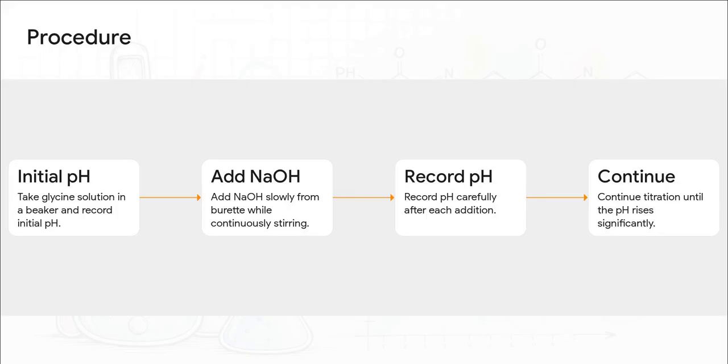First, you take the glycine solution in a beaker and log its starting pH. Then, you systematically add the sodium hydroxide from the burette, making absolutely sure to continuously stir the solution. After each and every addition, you carefully record the new pH. You just continue this process over and over until the pH rises significantly. Basically, you're mapping glycine's changing chemical states in real time.